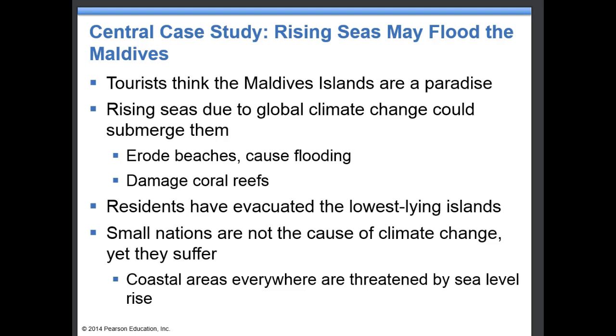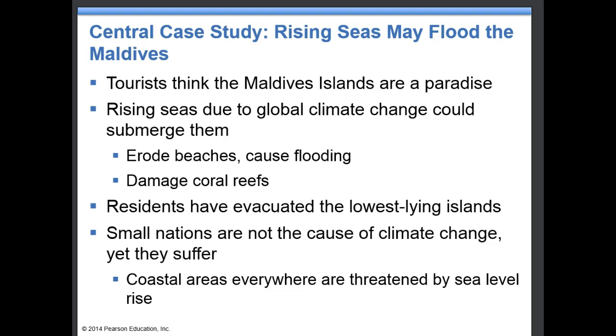Okay, so continuing with the idea of the rising seas and Maldives. Maldives is a very popular tourist attraction. Many tourists see this as a paradise. We talked about the seas rising due to global climate change, and yes, it could submerge them. They're already seeing eroded beaches. Storms are causing flooding in areas that didn't flood before. There's damage happening to the coral reefs in the area.